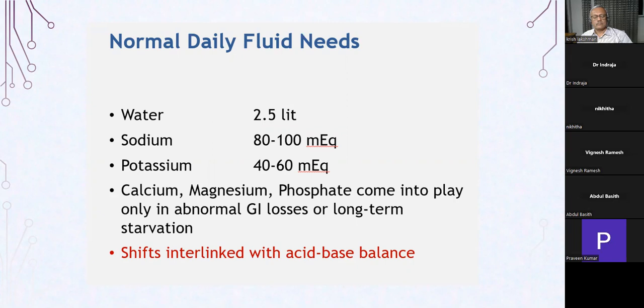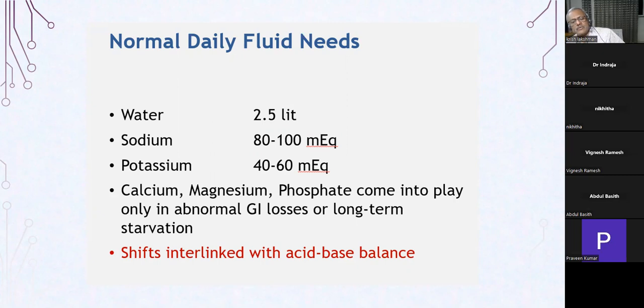Any change in the levels of sodium or potassium or chloride results in the alteration of acid-base balance in the body. So whenever there is a gain of chloride, we will land up in hyperchloremic acidosis. And loss of potassium, we land up in alkalosis. So in order to maintain all of these, homeostasis needs to be in place.